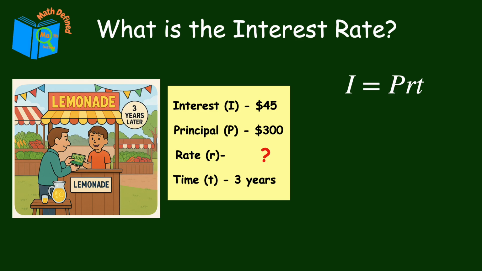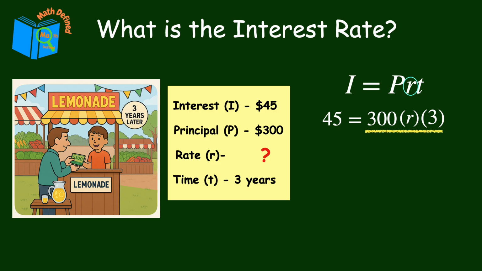We know that the interest was $45, so we'll replace the I in the formula with 45. The principal is $300. The R in the formula represents the interest rate, which is what we are looking for, so we'll just bring the R down. And the T represents the time of the loan in years, which is 3. Now we can solve for R to find out the interest rate.